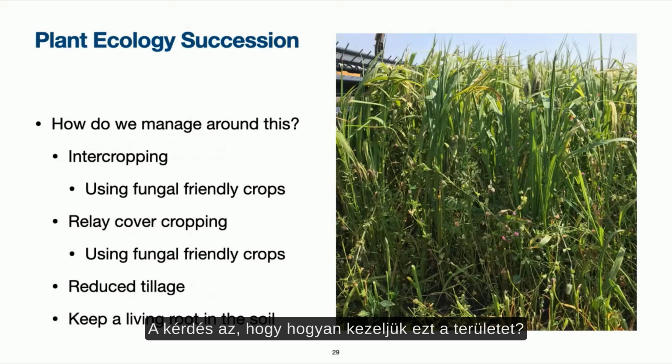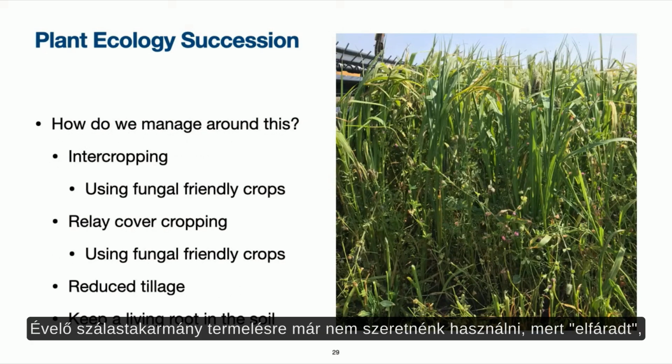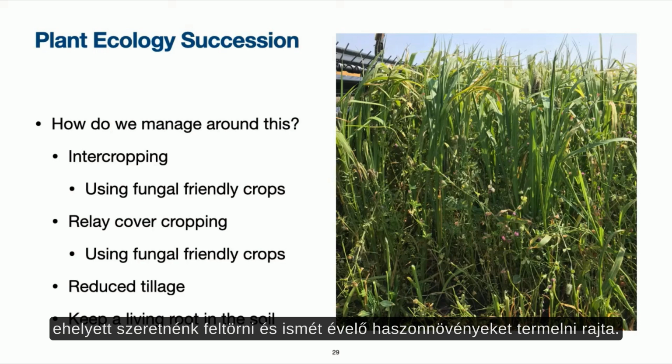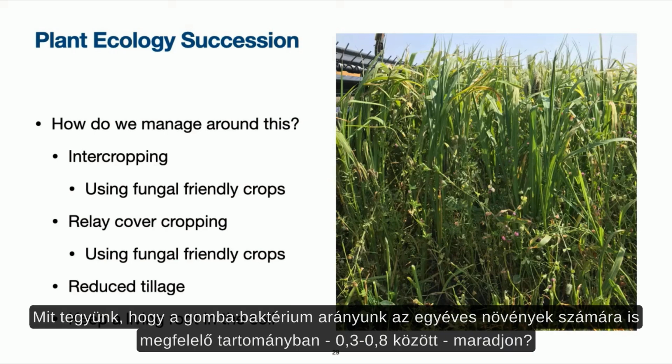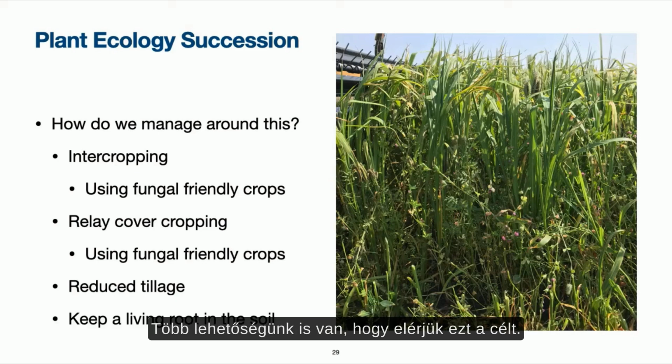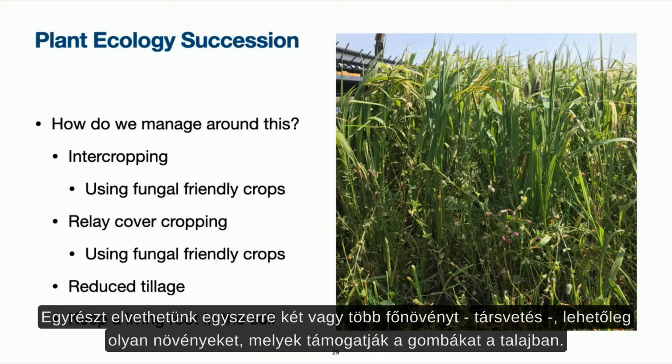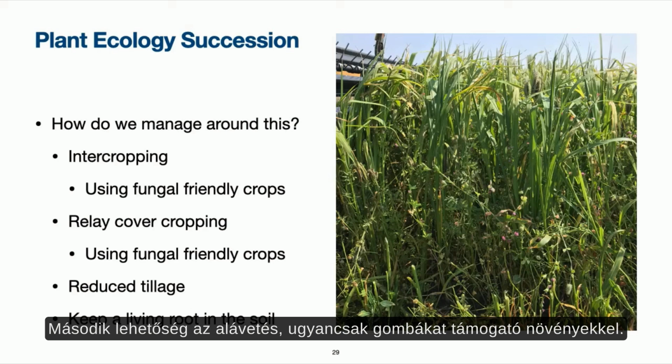So how do we manage around this? We have this field that is tired, we want to take it out, or we just want to put it back into a cropping rotation. How do we keep supporting that fungal to bacteria ratio? Some of the ways we can do it: intercropping is a really good way. But when we're doing this intercropping, we want to use fungal-friendly crops. We can use relay cover cropping, once again using fungal-friendly crops.